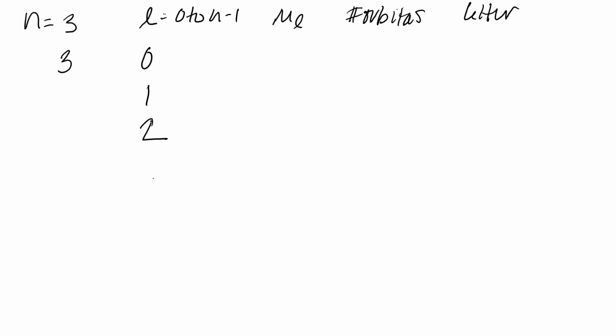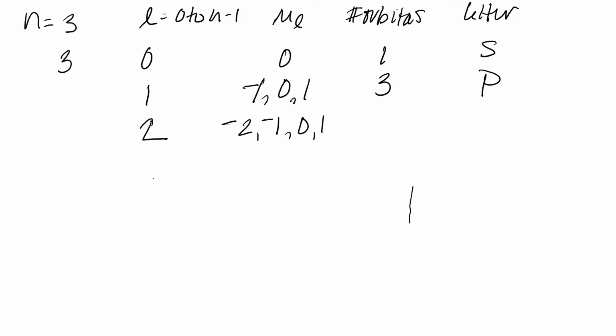So if L is 0, M sub L is 0. We have one orbital, and that's the S subshell, or S orbital. If L equals 1, we're in a P subshell. We have 3 orbitals. Letter designation is P. If L equals 2, our M sub L range is from -2 to +2. And we have 5 orbitals. 2 times 2 plus 1.